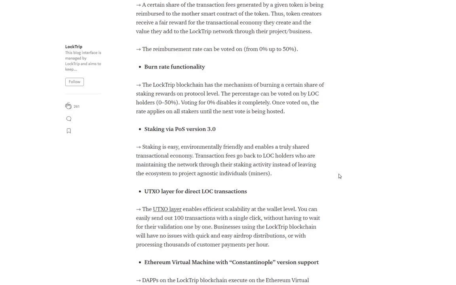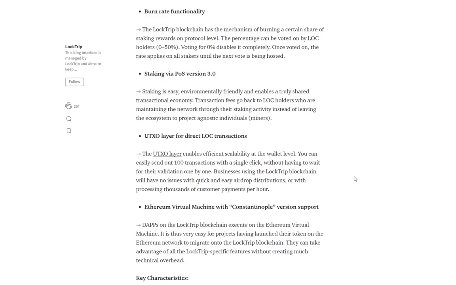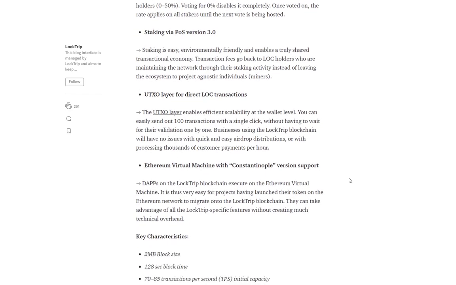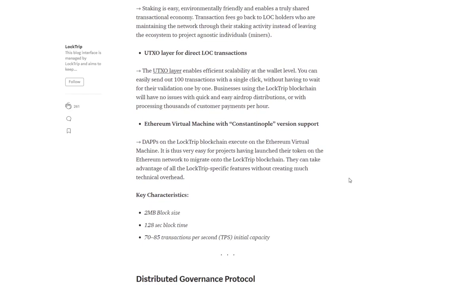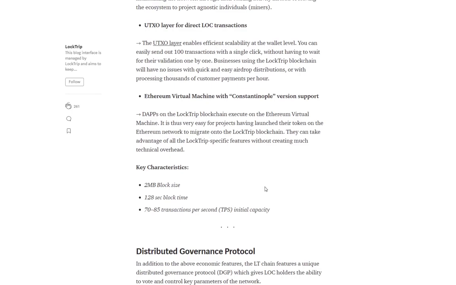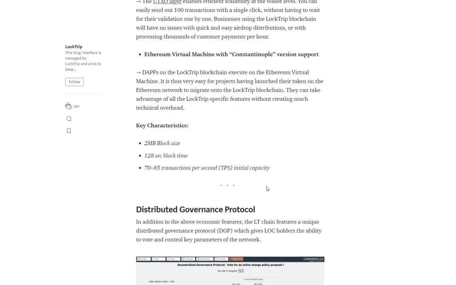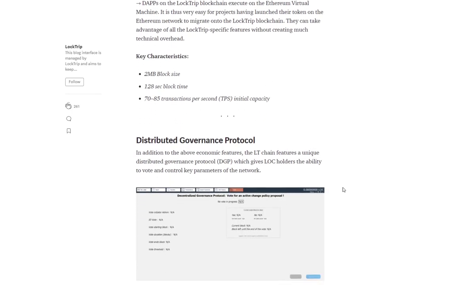It does have staking via POS 3.0, a UTXO layer for direct LOC transactions, and then the Ethereum virtual machine with Constantinople version support. We will not go into that because that is quite advanced really, and it will take a lot of time, whereas this video is just a basic overview.